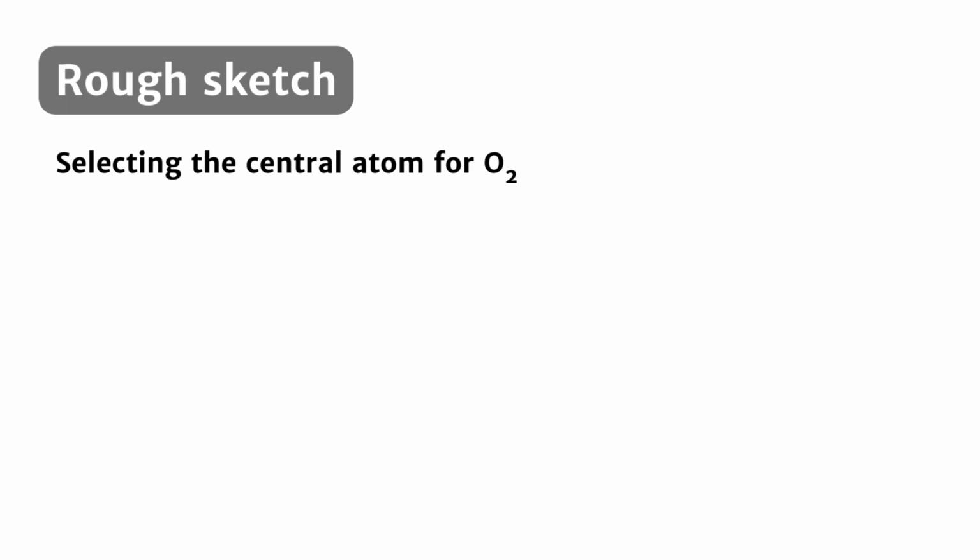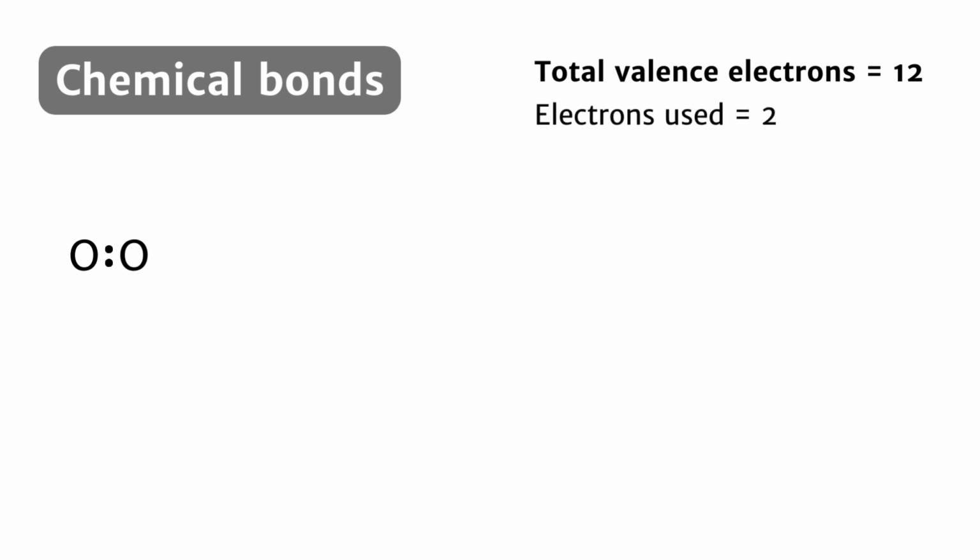For O2, either of the 2 oxygen atoms can be chosen as the central atom. Opting for the right oxygen as the central atom, the preliminary sketch of O2 involves positioning the 2 oxygen atoms side by side in a straight line. 2 electrons represent a single chemical bond. Therefore, we will position 2 electrons between the 2 oxygen atoms to indicate a chemical bond between them. In this way, out of the total 12 valence electrons, 2 are used, leaving us with only 10 electrons.